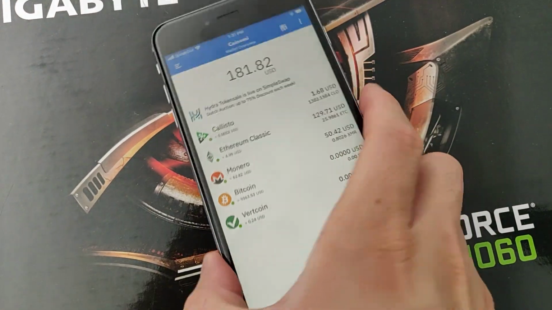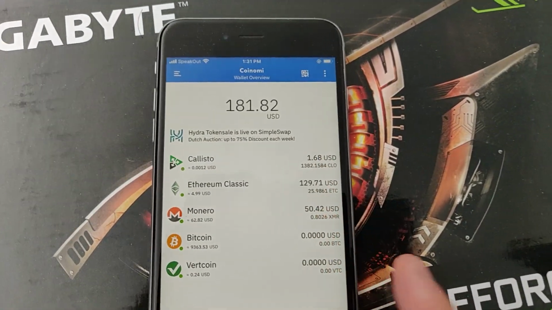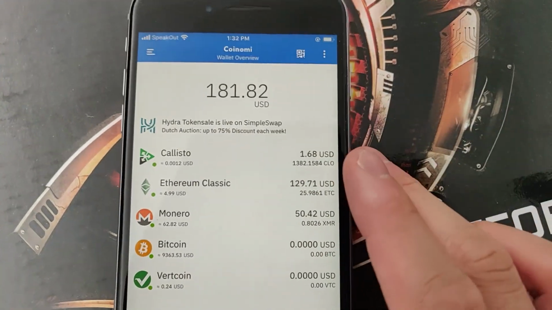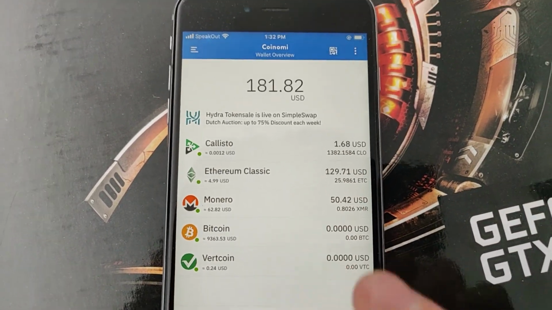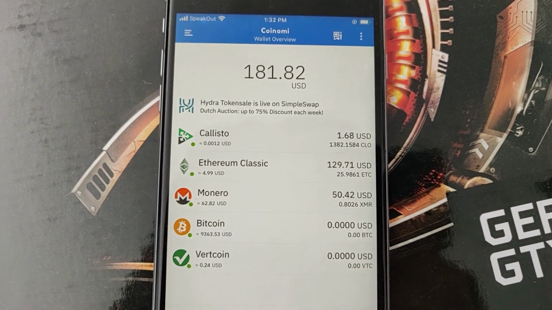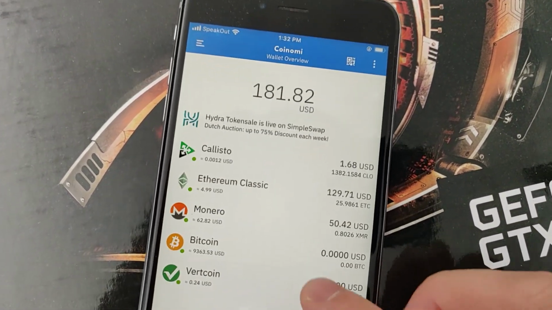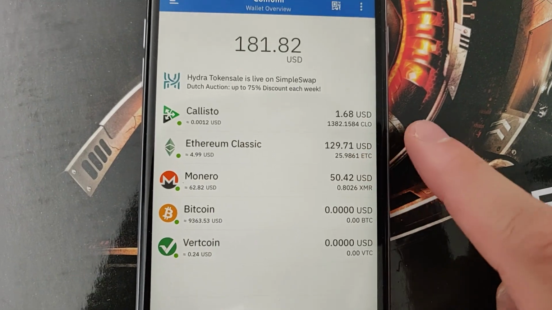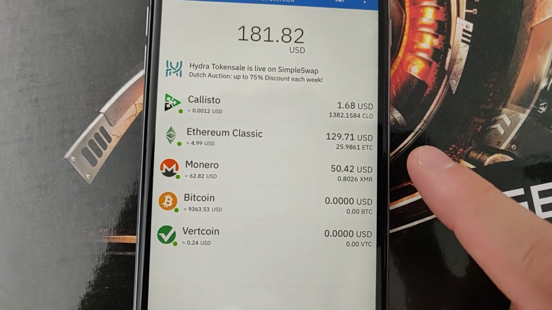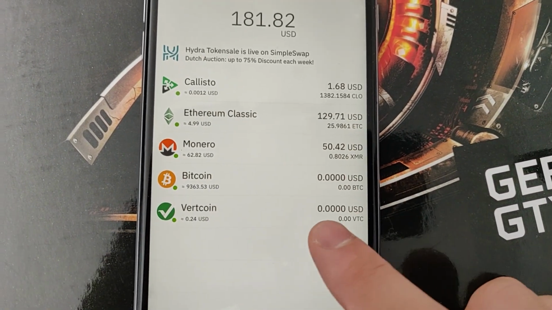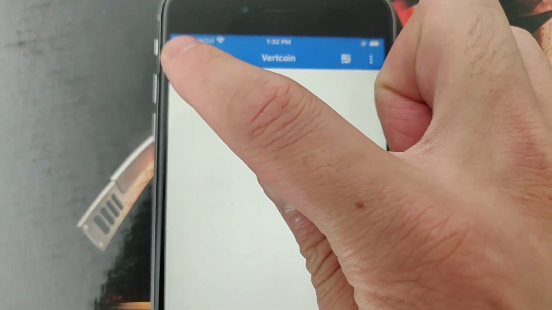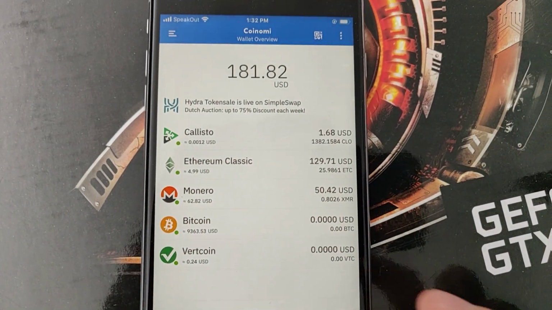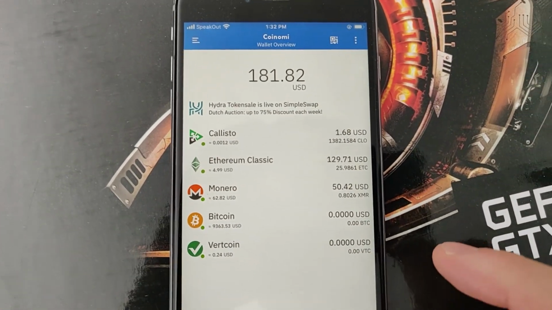Okay guys, here's just an old iPhone 6S, and I have the Coinomi app installed here. I've been mining most of the coins for my Radeon 7 to this Coinomi app. As I showed you guys earlier, I was mining Callisto, Ethereum Classic, Monero, and Vertcoin. I tried to move my Vertcoin to the Coinomi app here, but it hasn't moved yet, so I'm going to figure that out later.